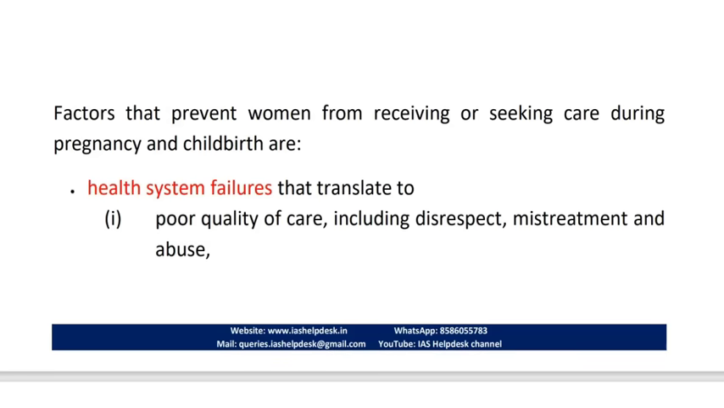So, what are the factors that prevent women from receiving or seeking care during pregnancy and childbirth? We can see that first would be the health system failures. Health system failures mean everything from doctors to hospital infrastructure, staff availability, technicality, all these factors not being available, and even when available, not being able to access them. Everything that leads to mismanagement or non-availability of resources for women.